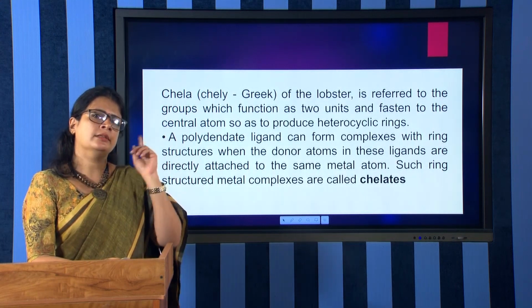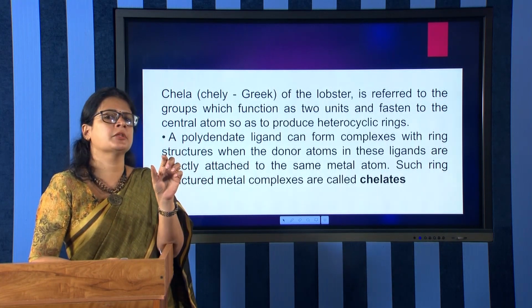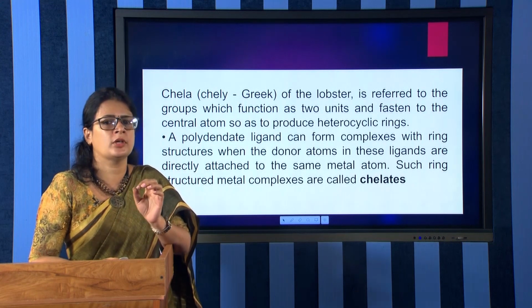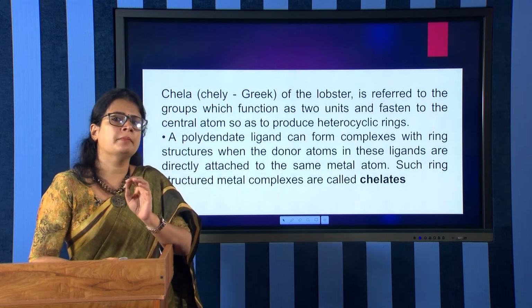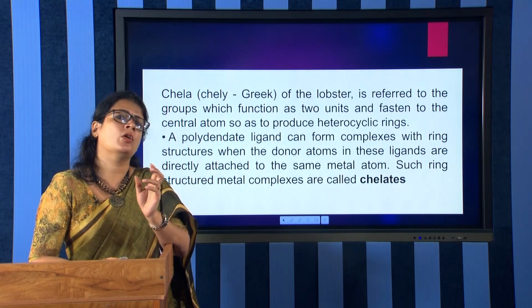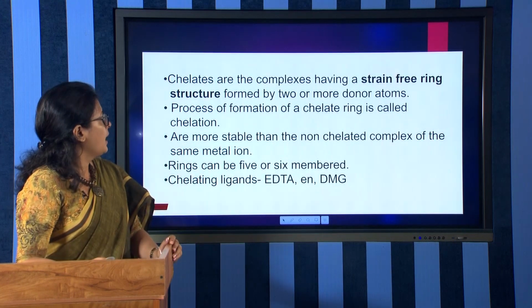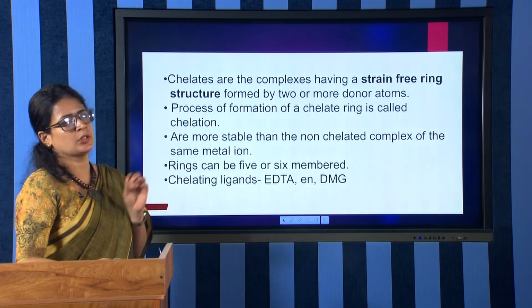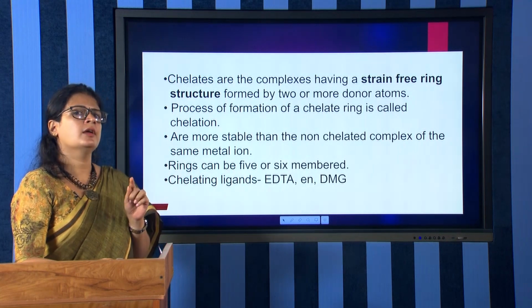So, since they contain more than one donor atom, they will be bound to the central metal atom, forming a ring. A polydentate ligand can form complexes with ring structures when the donor atoms in these ligands are directly attached to the same metal atom. Such ring-structured complexes are called chelates in coordination chemistry, which is very important. These chelate complexes have a strain-free ring structure. Since they are forming a ring structure, but these rings have no strain.